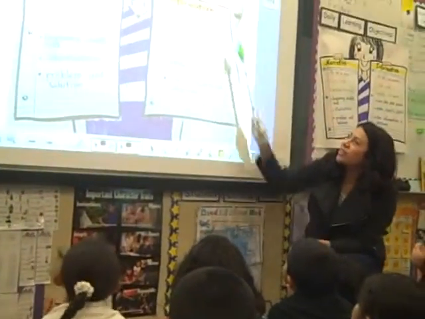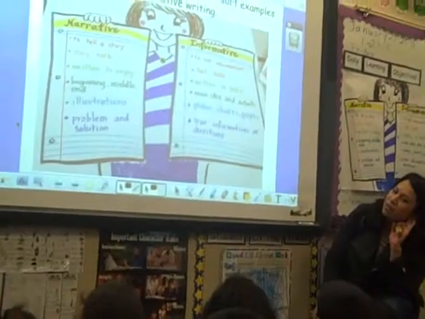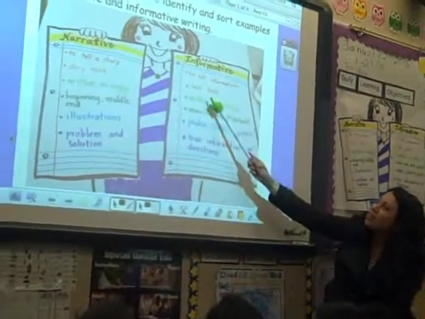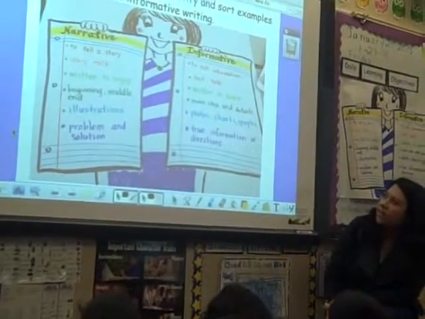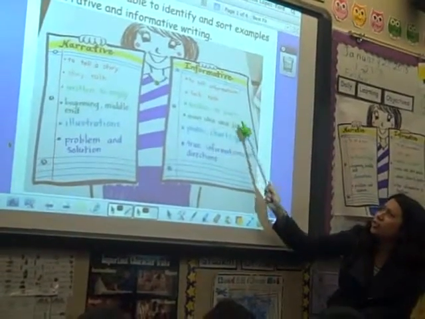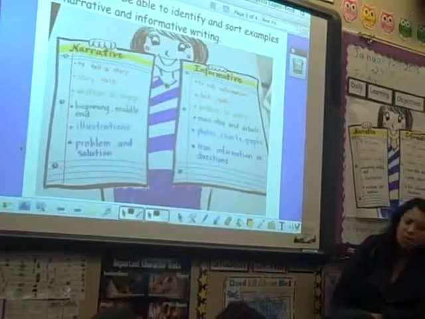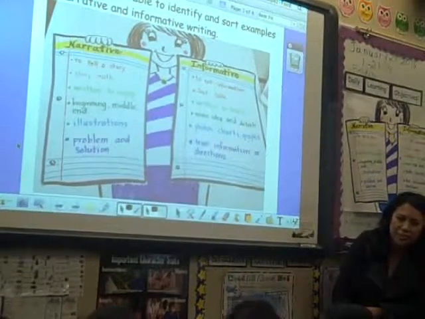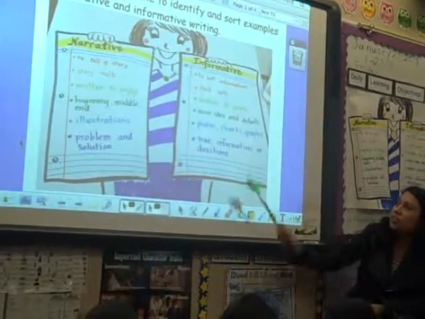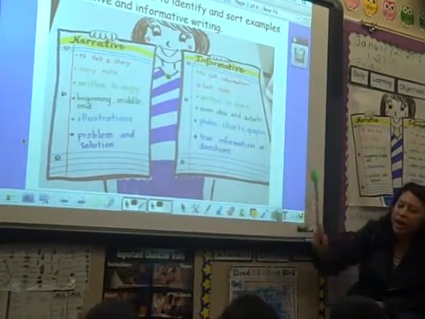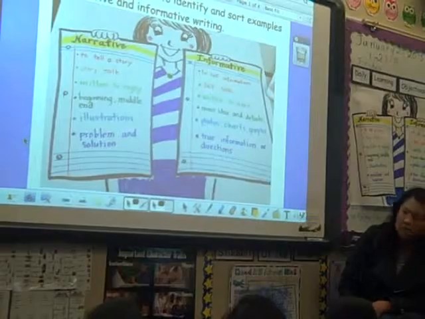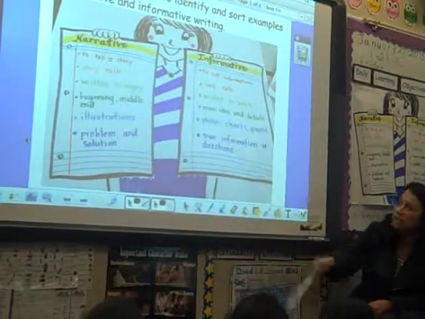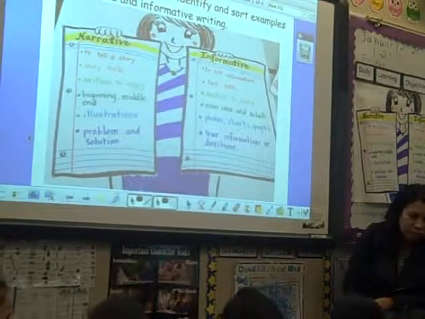Everybody say informative writing. Informative writing tells information, gives fact talk, is written to learn, has main idea and details, uses photos, charts, and graphs, has true information or directions.